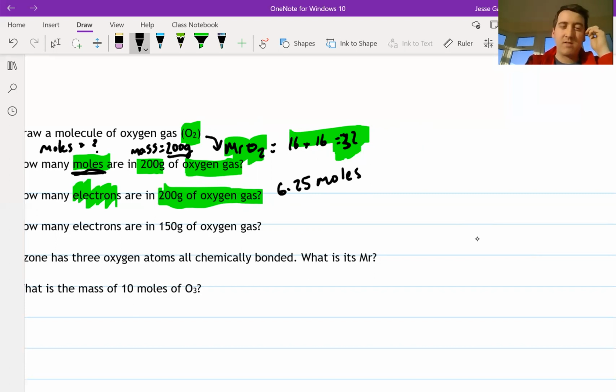Avogadro's number, remember? But we have 6.25 moles, so how many molecules is that? I'm going to take my 6.02 by 10 to the power of 23 and multiply it by how many moles I have. So I take 6.02 times 10 to the power of 23 and multiply it by the number of moles, 6.25 moles. That would give me 3.7625 by 10 to the 24 molecules.